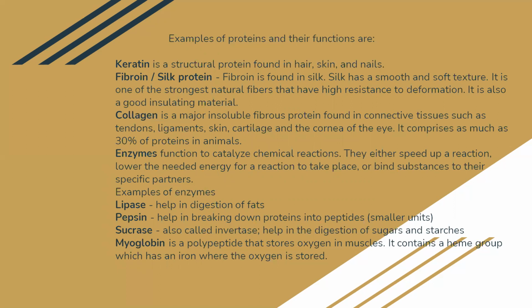Fibroin, or silk protein, is found in silk. Silk has a smooth and soft texture. It is one of the strongest natural fibers that have high resistance to deformation. It is also a good insulating material. Collagen is a major insoluble fibrous protein found in connective tissues such as tendons, ligaments, skin, cartilage, and the cornea of the eye. It comprises as much as 30% of proteins in animals.